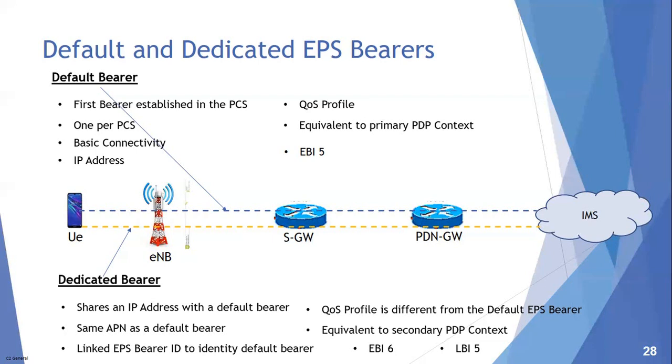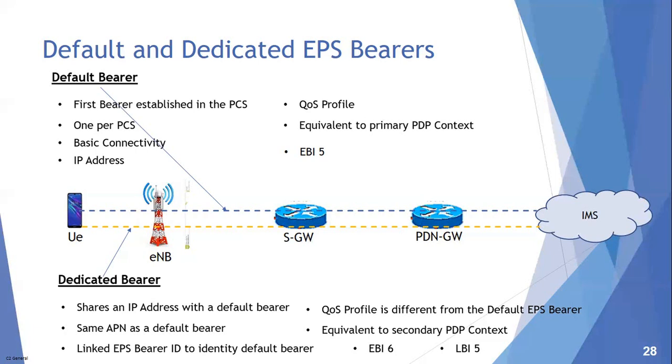Any bearer has an identity or a number. So for example, the default bearer, I'll give it an EPS ID number 5. So I will call this the EPS bearer ID. So any bearer has a number for its identity only.